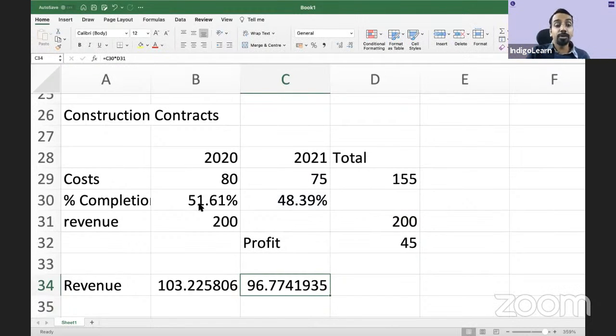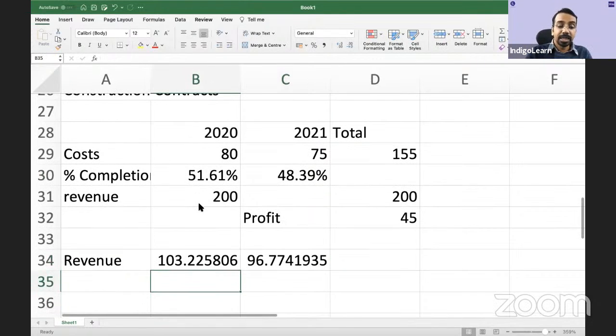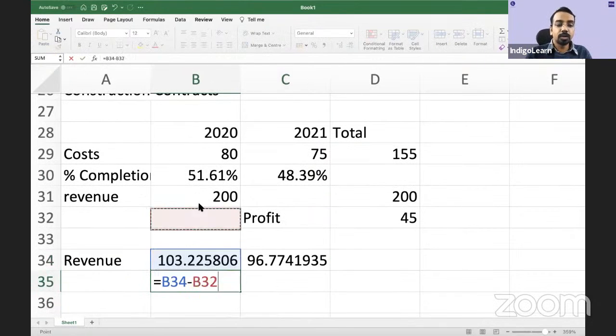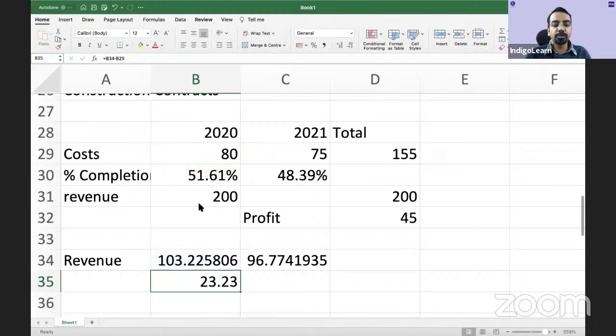I'll come to amount due from customers, amount paid to customers, work certified, work not certified. We'll take one example on that, but this is the crux of the standard. Now, revenue minus cost is your profit. 23.23 is the profit here, 21.77 is the profit here. This is how it has to be recognized.